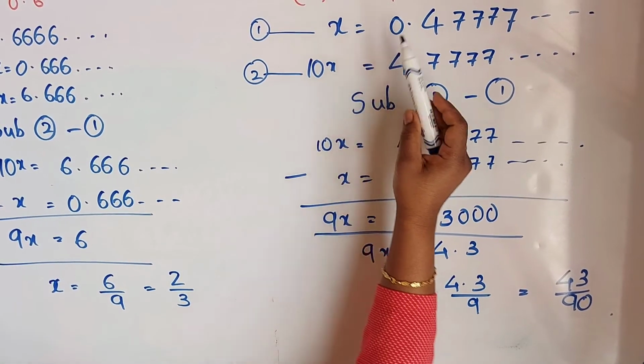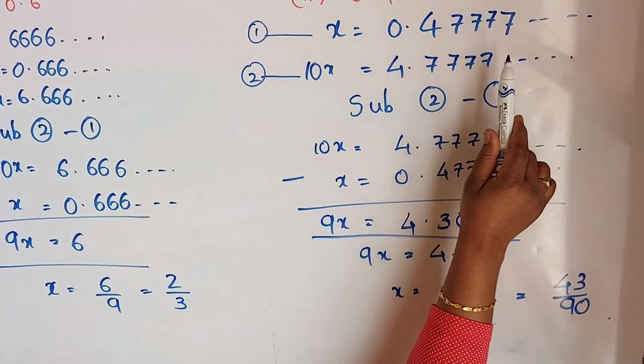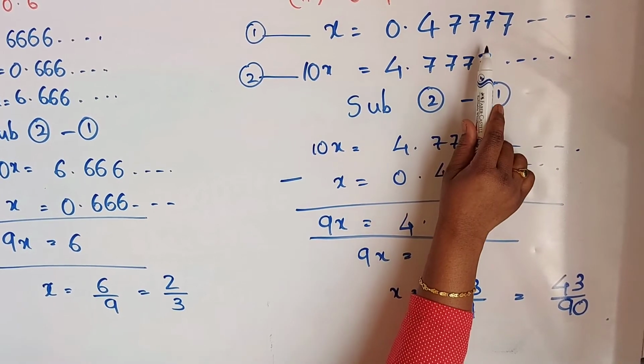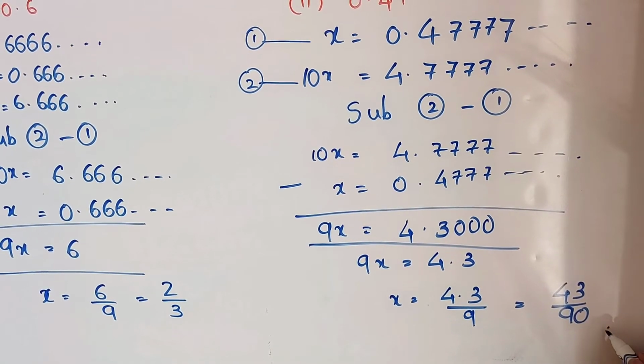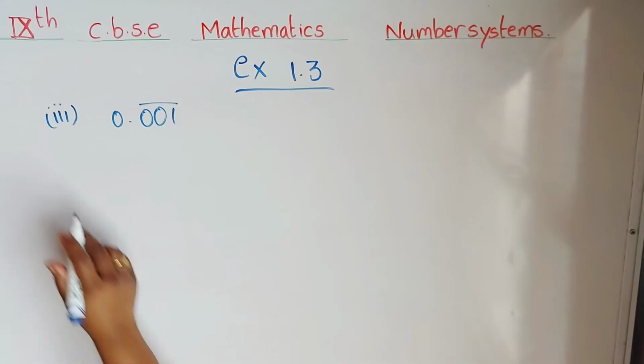They have given the value x equal to 0.477, that means 0.47 bar. And we have written it in the form of P by Q. That is 43 by 90. Clear, children? Third question, children.